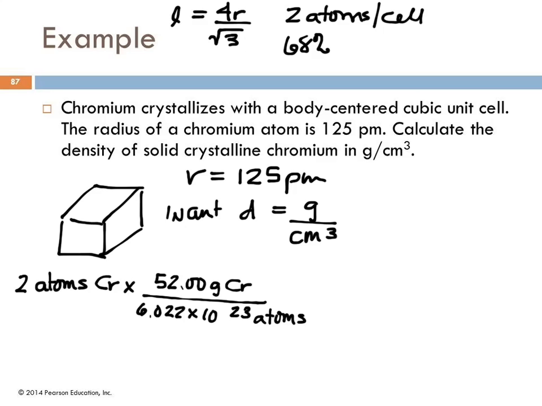So let's figure that out. 2 times 52 divided by 6.022 E23 equals. This is going to be a negative exponent. 1.727, there's several zeros after that, and then times 10 to the minus 22 grams. That's the mass of the cubic cell.